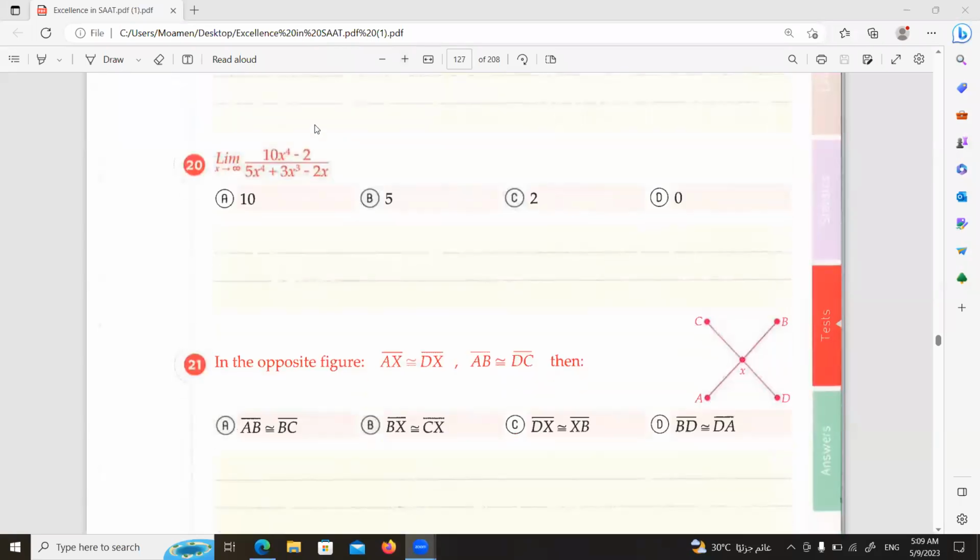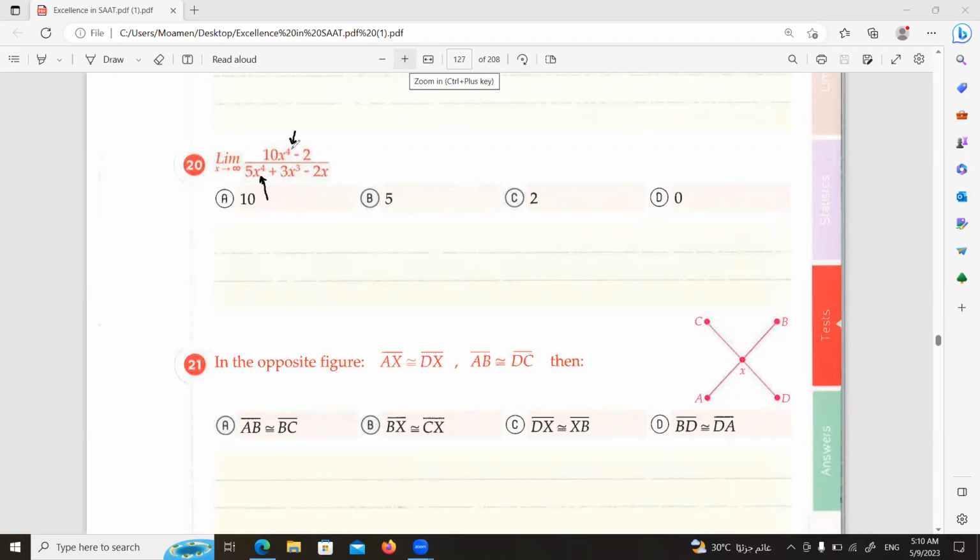Limit when x tends to infinity for 10x power 4 minus 2 over 5x power 4 plus 3x power 3 minus 2x. مستر ما تكملش، انت قلت لي يا مستر لما يكون عندك fraction في limit when x tends to infinity أنا عندي 3 cases. أول كيس متحققة وأسهل كيس موجودة لو عندي the highest power here or the degree of the numerator equal to the degree of the denominator.